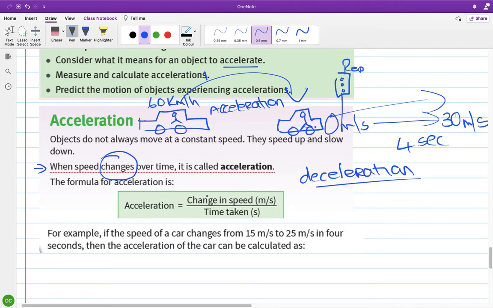The top line is a change in speed or a difference in speed, so that will always be a subtraction. You're always going to subtract two speeds from each other. And then the bottom line is just how long did it take to get from the first speed to the second speed. Okay?